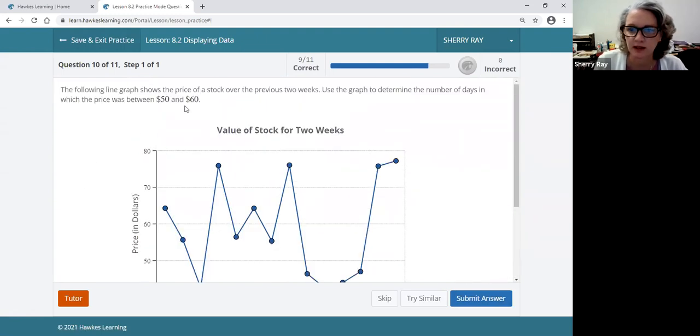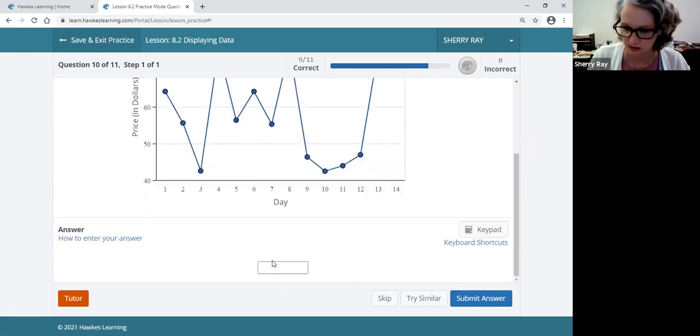Here's another graph. Use the graph to determine the number of days in which the price is between $50 and $60. So between 50 and 60, I'm looking for these. Looks like I have 3 dots there. So we have 3.